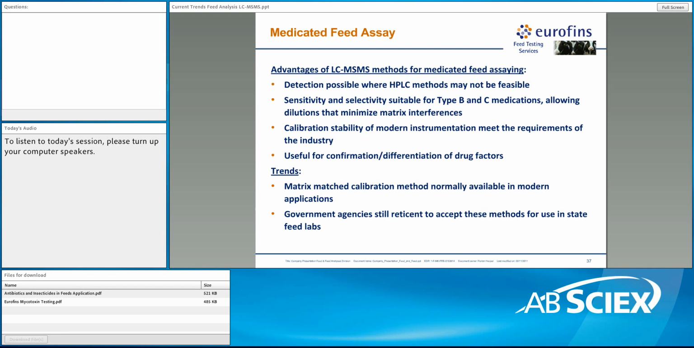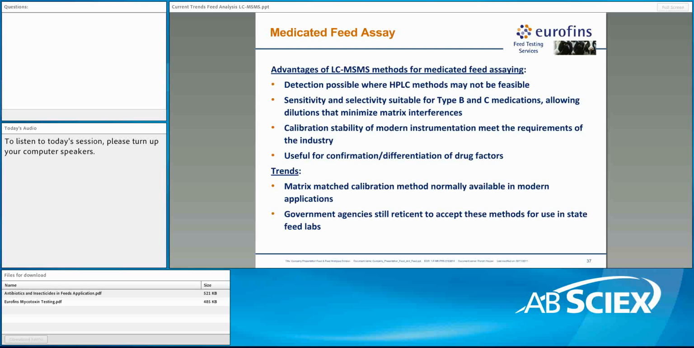However, there are some very distinct advantages that we and other labs have found for the use of LC-MS/MS. The methods would be expected to have use for both feed control and verification of data produced by other methods such as microbiological methods or simple HPLC methods. The advantages being that the detection of certain analytes is possible where HPLC methods are not feasible because of the lack of a chromophore or the lack of a particular detector that renders that analysis feasible.